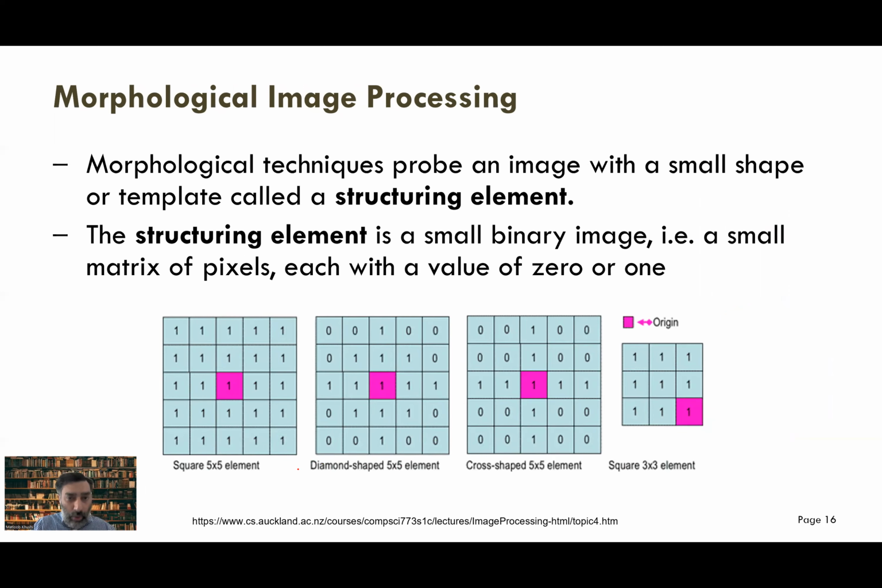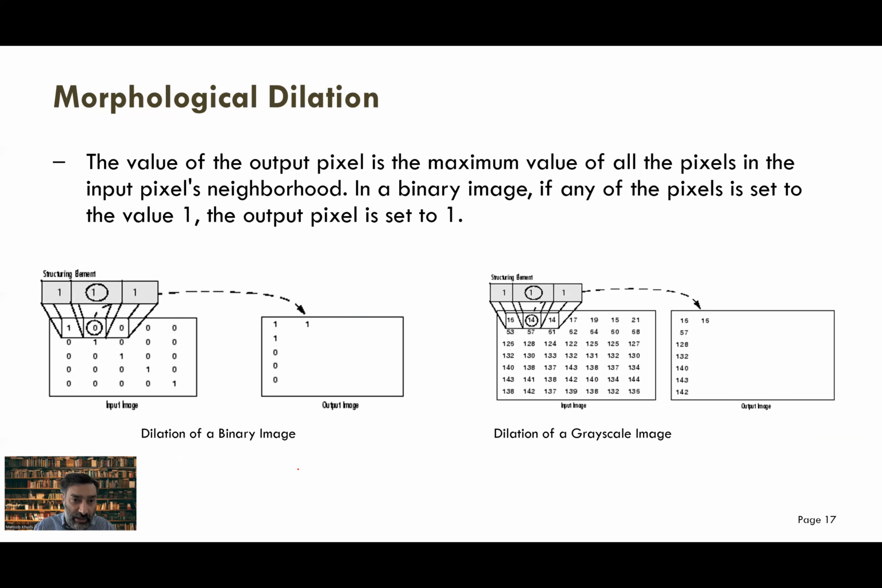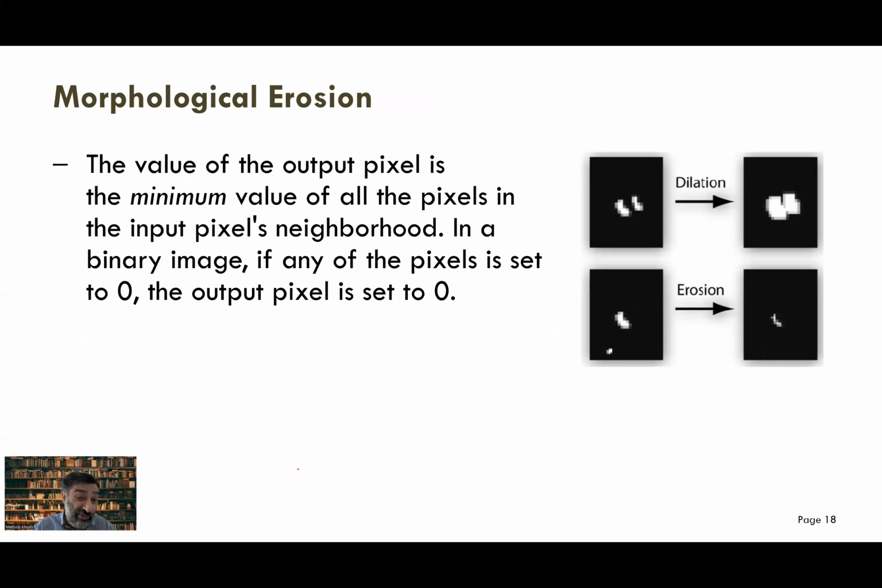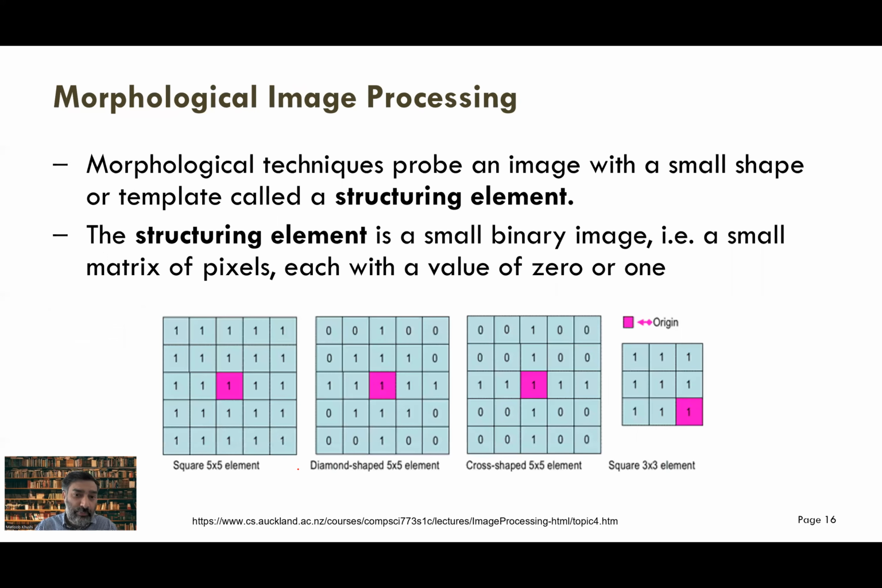Now we'll look at some of the common steps that you do in image processing, right? One of the very famous and common processes during image processing is morphological operations. There are two morphological operations. One is called dilation, another one is called erosion. Both of these processes require a structuring element. So what's the structuring element?